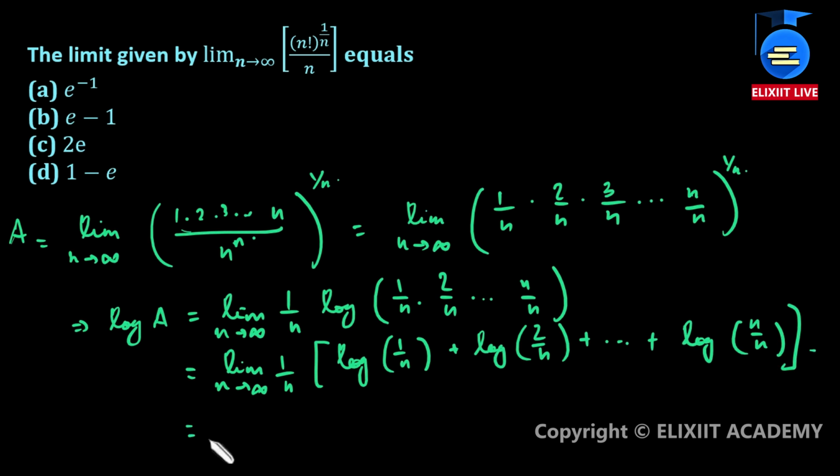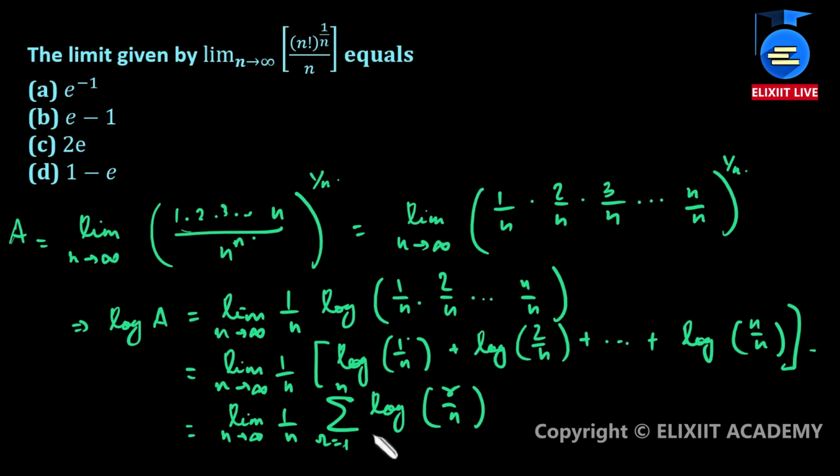So clearly we can write this in terms of sigma now. So limit n tends to infinity 1 by n, sigma r equals 1 to n. We are taking sigma from r equals 1 to n because over here we have 1 by n, 2 by n, so on up to n by n. There are total n terms going from 1 to n. So we are taking sigma from r equals 1 to n, and this function of r by n will be log of r by n. You put r equals 1, this will become log of 1 by n. You put r equals 2, this will become log of 2 by n and so on. This will become log of n by n.